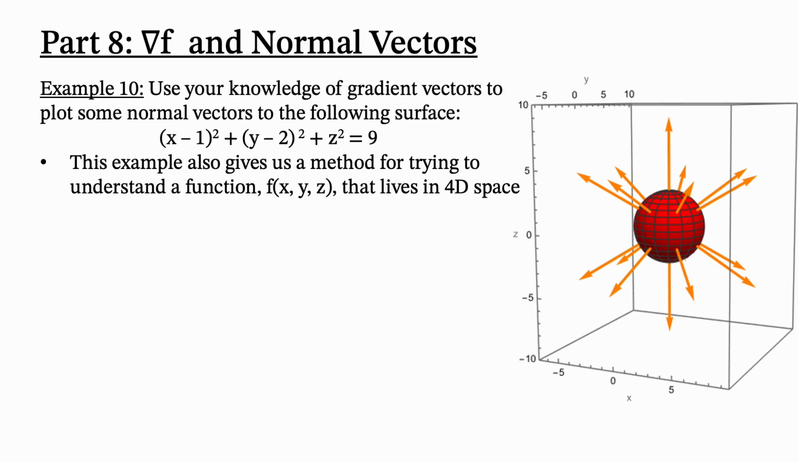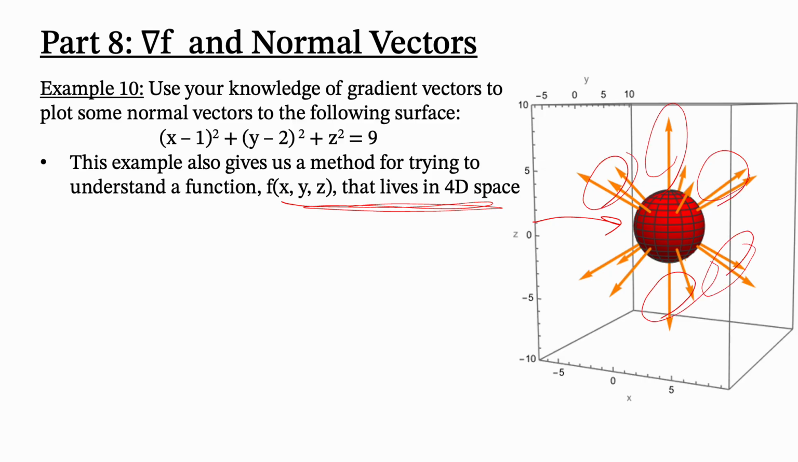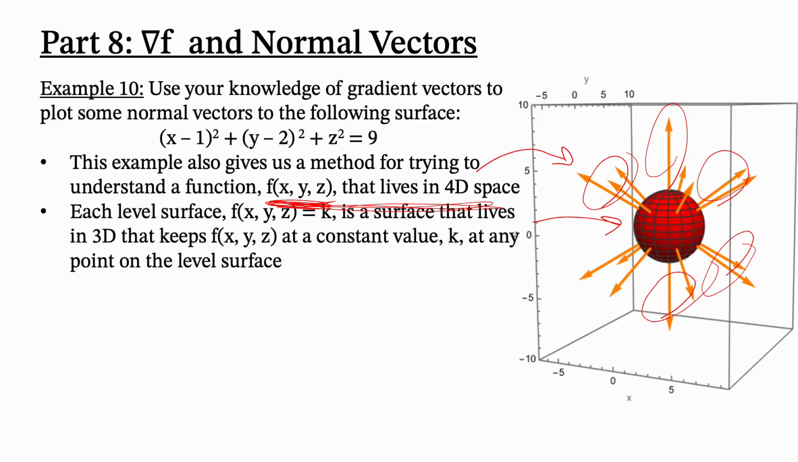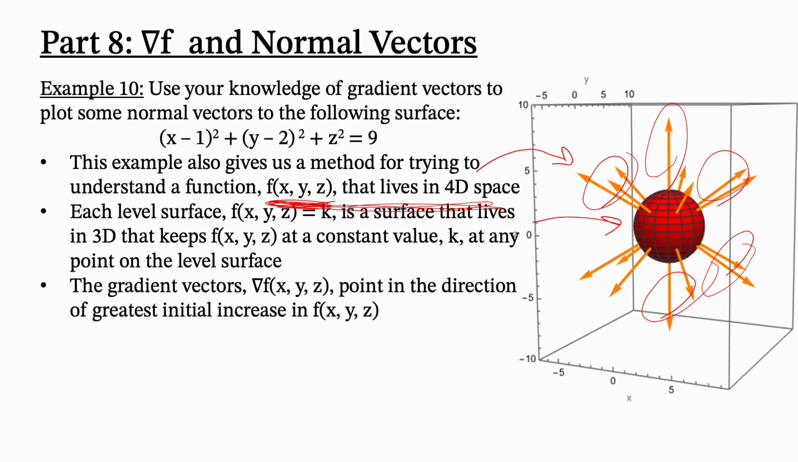So this is a really cool method for trying to understand a function f of xyz that lives in 4-dimensional space. On the one hand, I completed a simple task: I took a sphere living in 3-dimensional space and found normal vectors to that sphere. Or you could think of this as a way of trying to understand f of xyz living in 4D space via a 3-dimensional context, because this is a level surface of a hypersurface living in 4-dimensional space. So in any case, I could extract some cool information about 4D space from this plot.